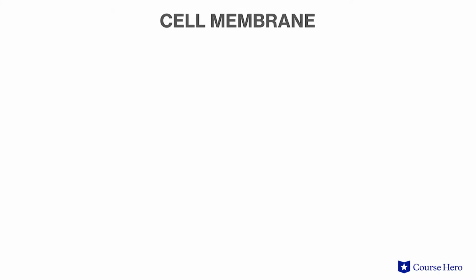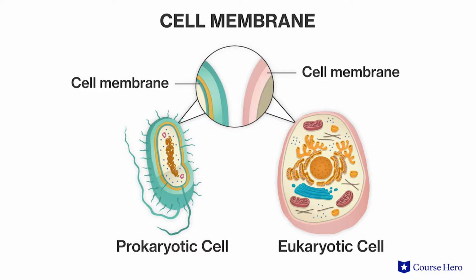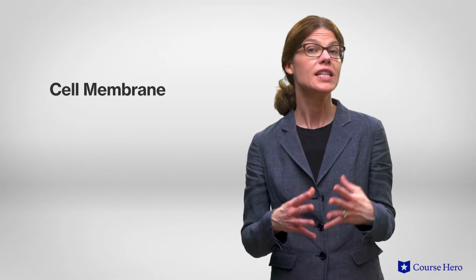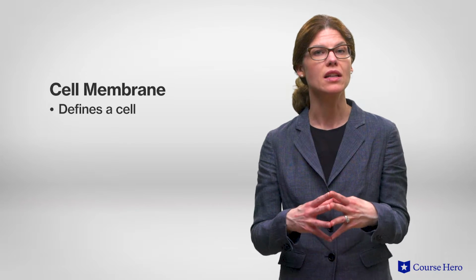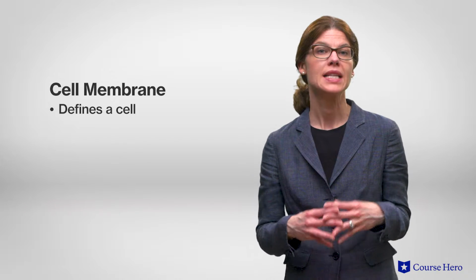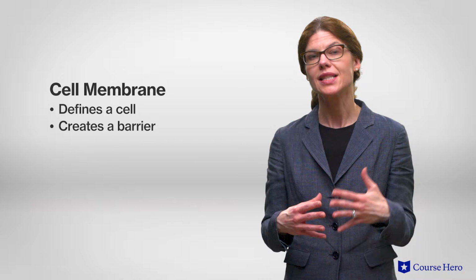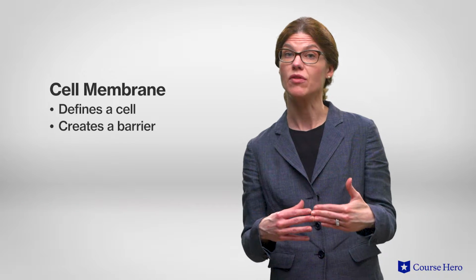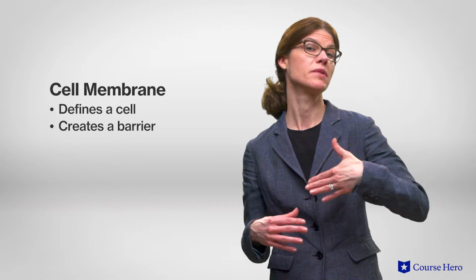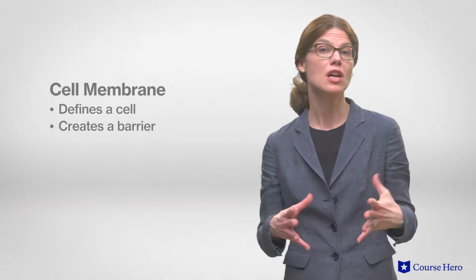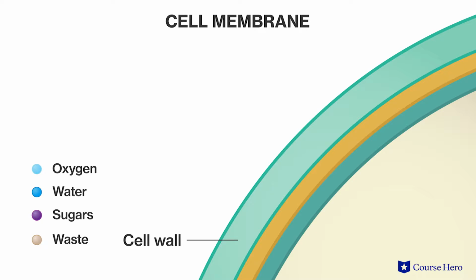At the boundary of every prokaryotic and eukaryotic cell lies a cell membrane, a semi-permeable membrane found outside the cytoplasm of the cell. The cell membrane plays several roles. First, it defines the cell by enclosing the cellular contents within the cell. Second, it creates a barrier that selectively controls what enters the cell from the outside environment and what substances can leave the cell. For example, essential molecules such as nutrients are able to enter the cell, while waste products are able to exit the cell.